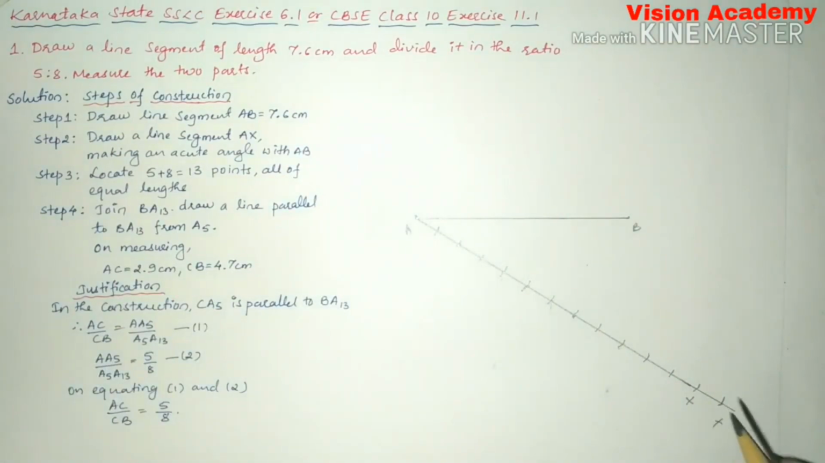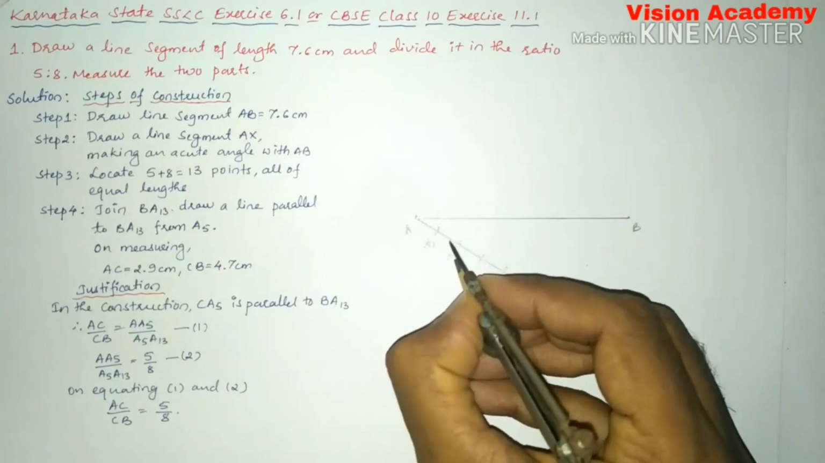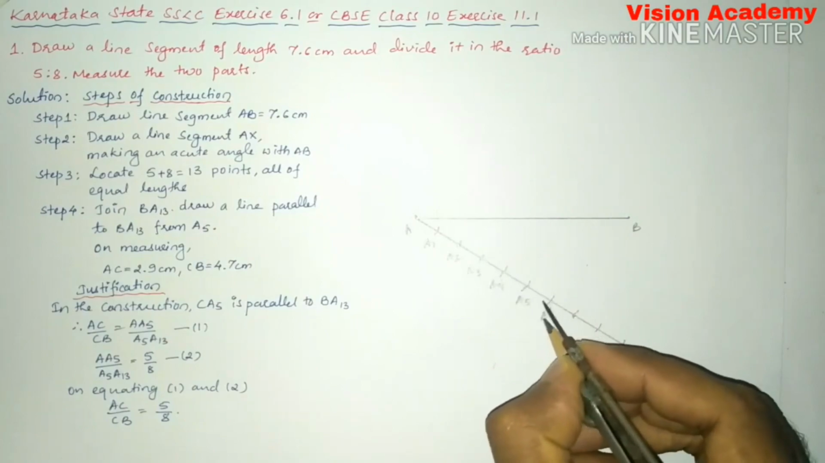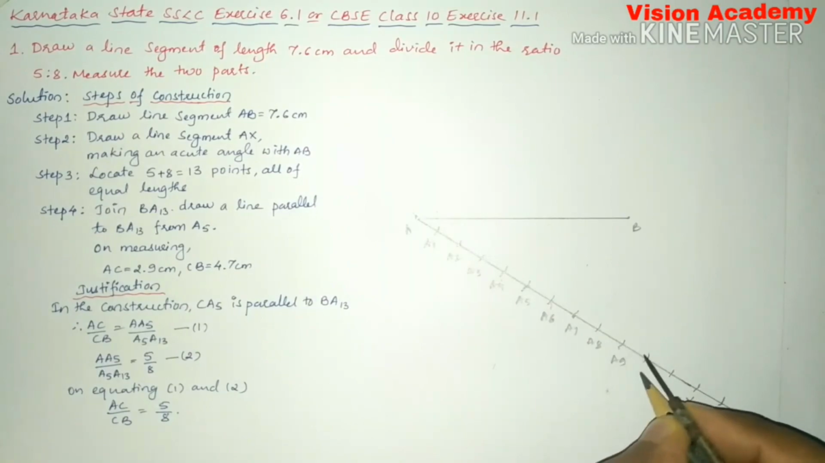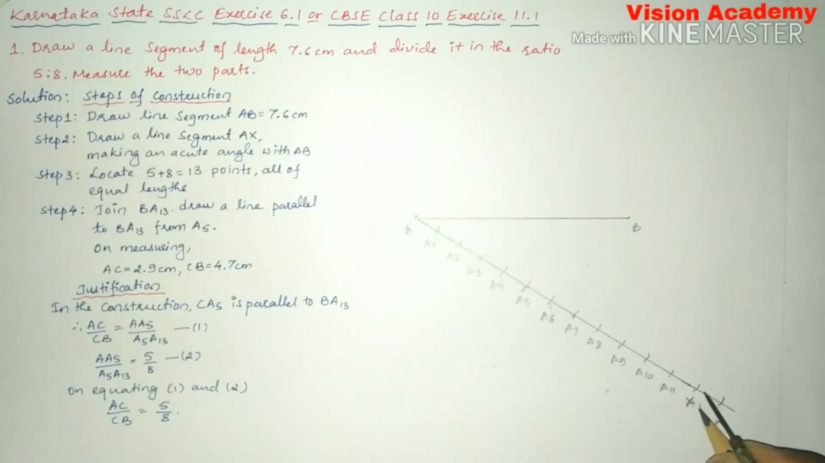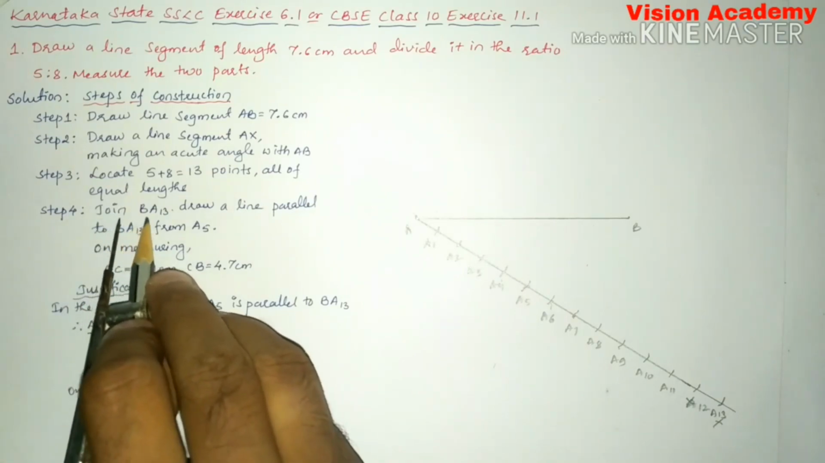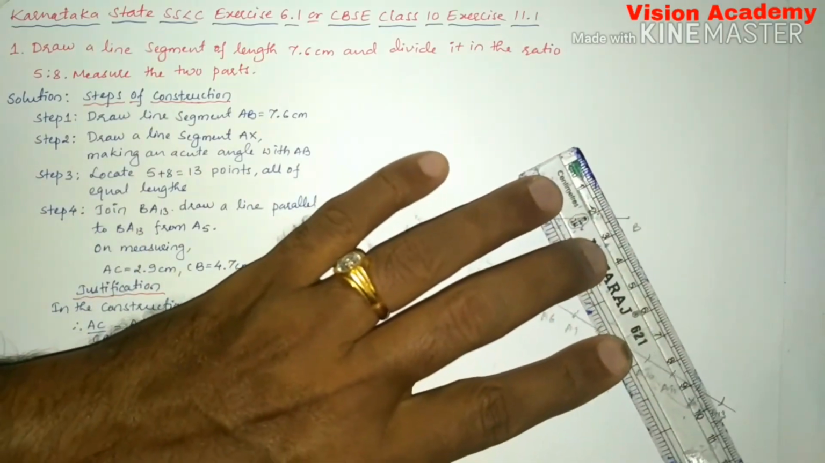Let us write this one as X. Let us name all these sections as A1, A2, A3, A4, A5, A6, A7, A8, A9, A10, A11. This is A12. This is A13. Now we'll go for step 4, join BA13. So here A13 and B. Let us join BA13.